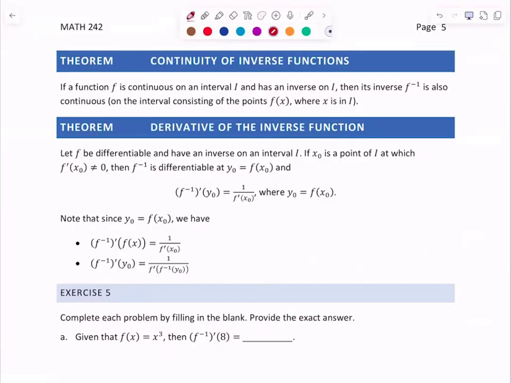So we start with one point x sub 0. And the derivative at that point is not 0. Why? Because we're taking the reciprocal of that value, so it doesn't make sense to divide by 0. So it tells you how to get the derivative of f inverse at y sub 0. And what is y sub 0? Y sub 0 is the image of x sub 0 under f.